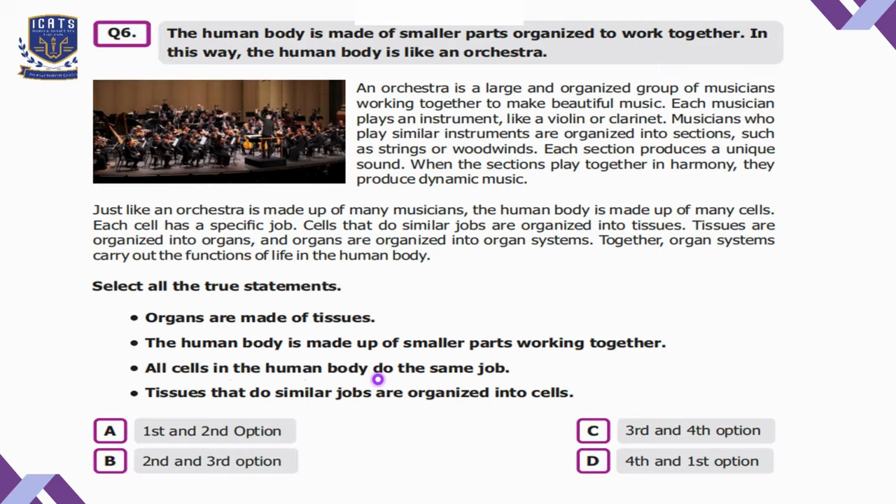So this is incorrect because the passage says that each cell has a specific job and cells with similar jobs form tissues. The fourth statement: tissues that do similar jobs are organized into cells. So this is false because it's mentioned in the passage that the cells are organized into tissues, not the other way around. So we will select option A here. Only the first and second statements are correct.